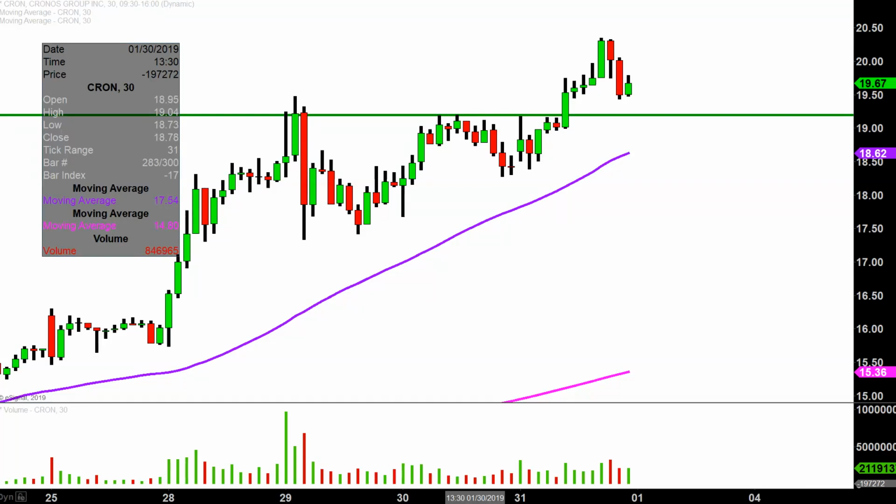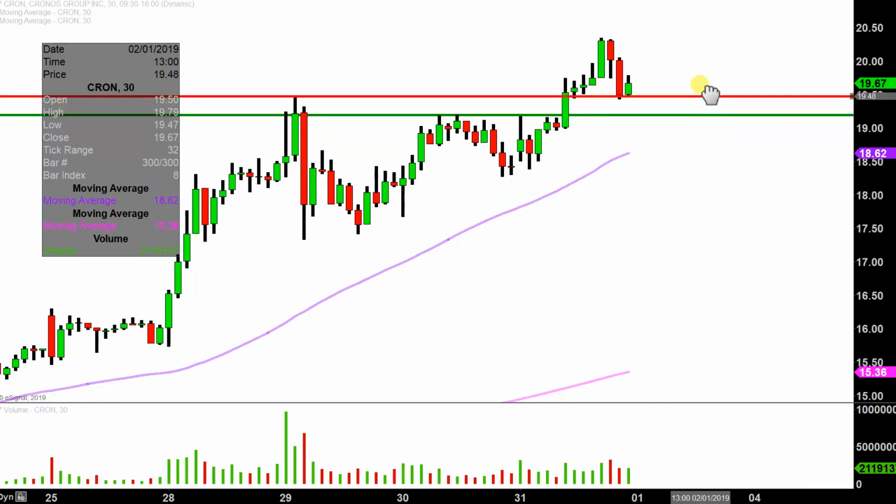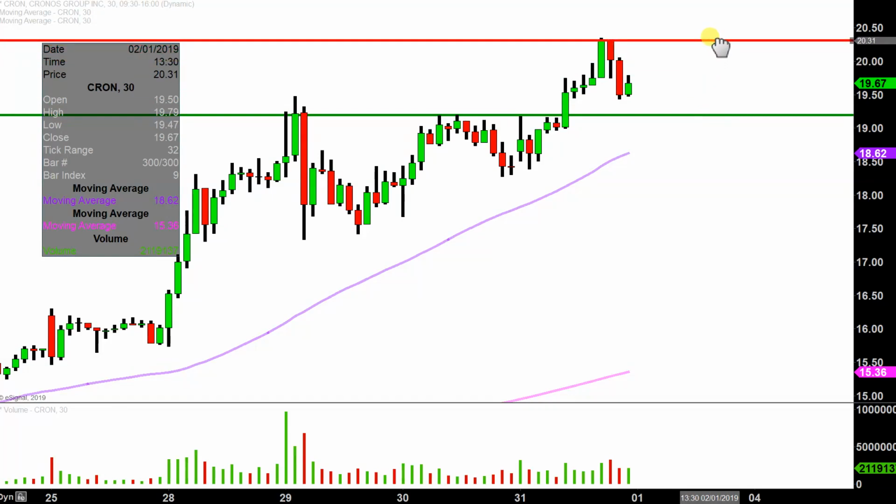What about levels of resistance? As far as that is concerned, pretty straightforward. The seller stepped in right up there at about $20.30 today. So 2030 will be public enemy number one going forward.